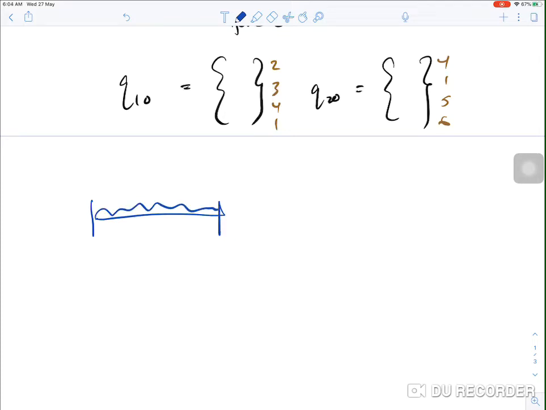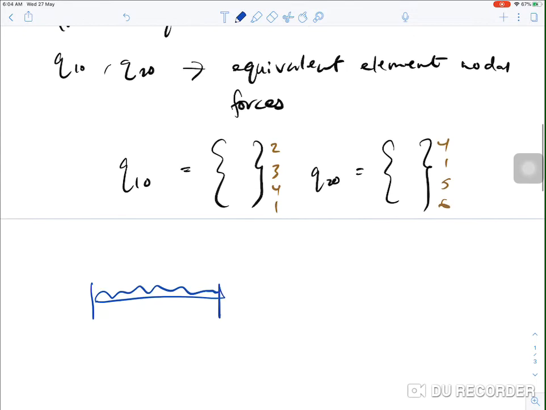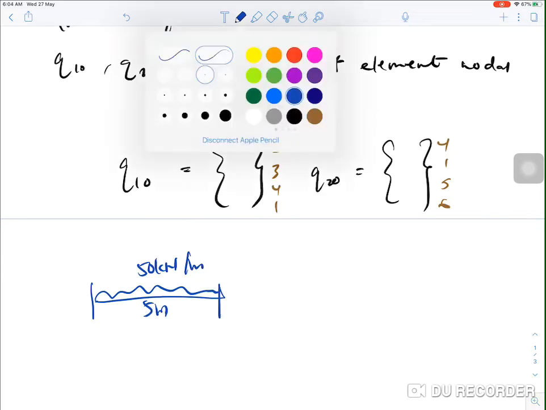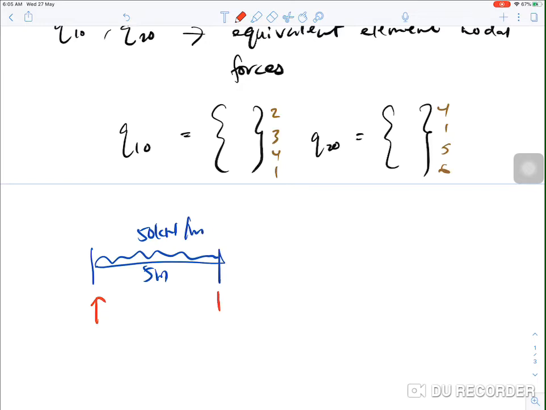This is for the UDL. It's 50 kilonewton per meter and 5 meter. Okay, so for the vertical reaction, it is 50 times 5 divided by 2. It is WL over 2. It is 125.